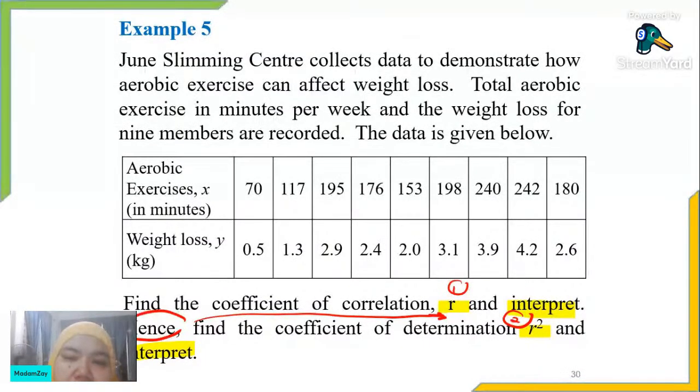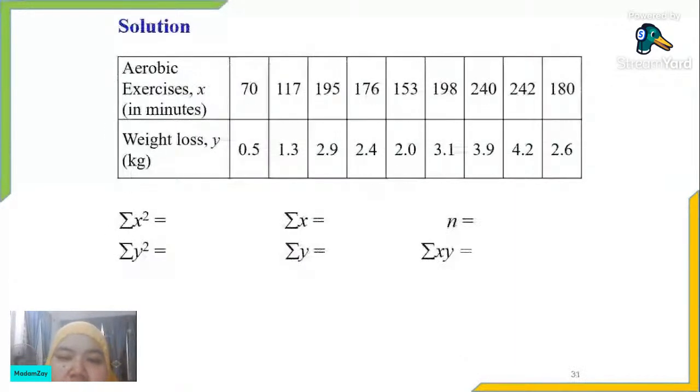Okay, let's see how we do this one. So we have all this data. Use your calculator to calculate the summation of x squared, summation of x, summation of y squared, summation of y, and summation of xy. I won't show the calculator part, so directly we use the values here.